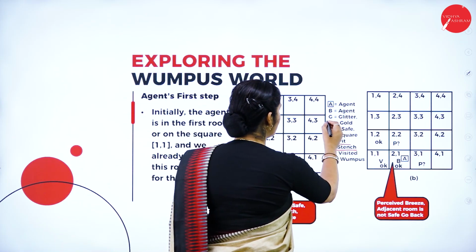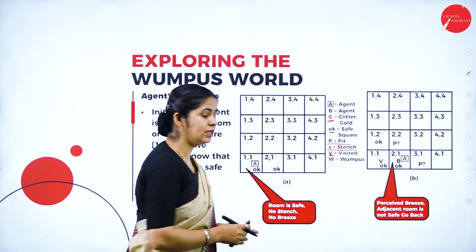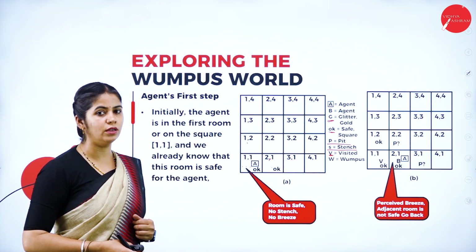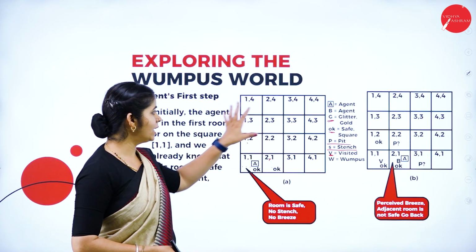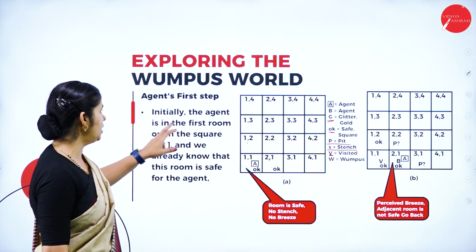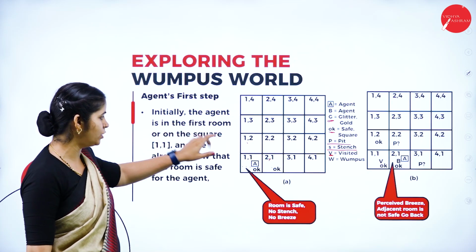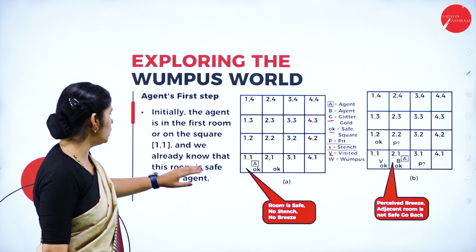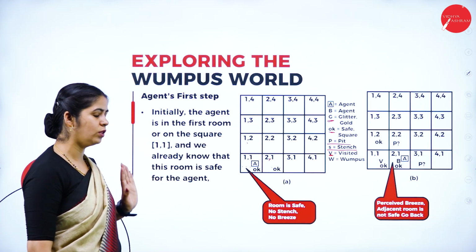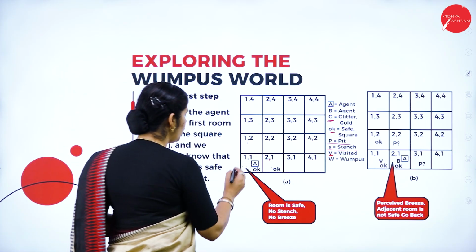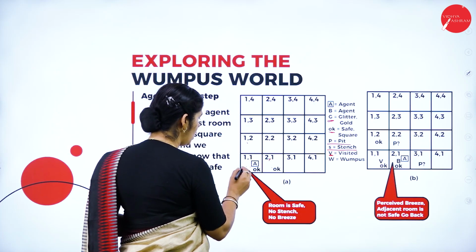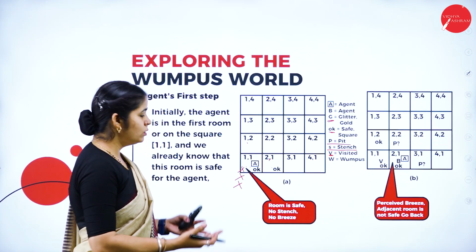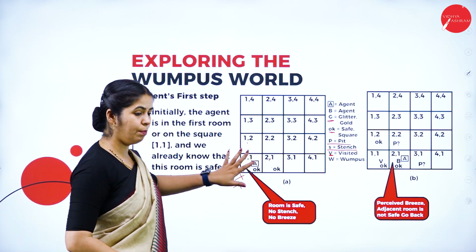And if there is a glitter, he can see that he is near the room where the gold is present. So what exactly will he do in the first step? Initially the agent is in the first room, that is the 1,1 room on the square, and already knows that this room is safe for the agent. So here we don't have any stench smell, no glitter, no breeze smell. So the agent is in a safe place.